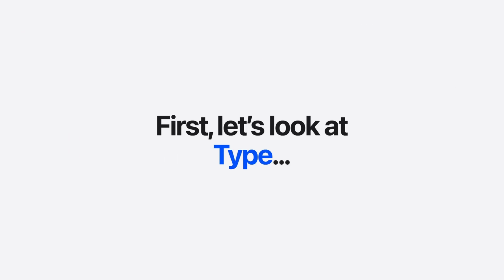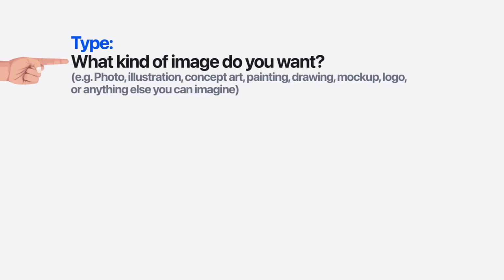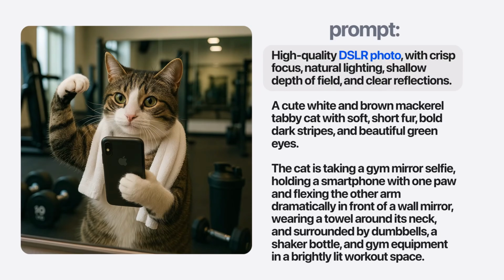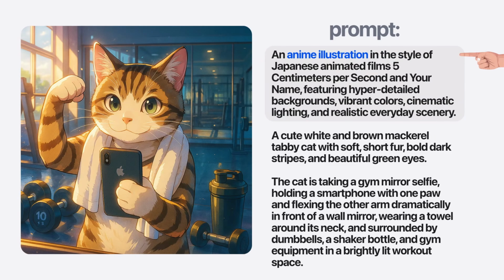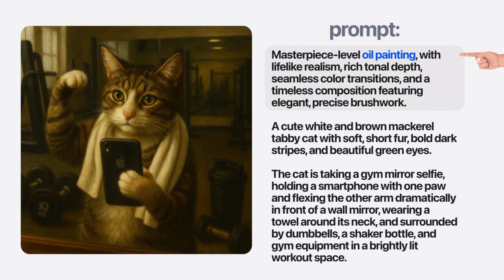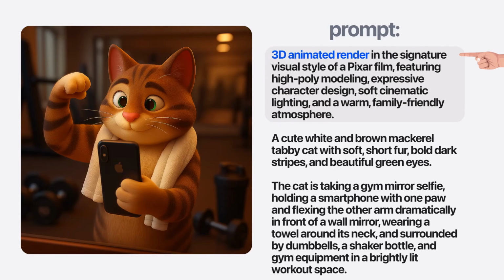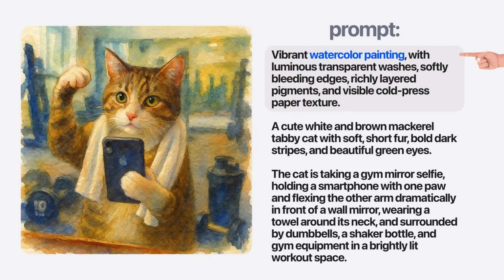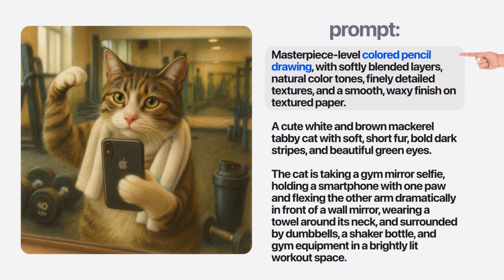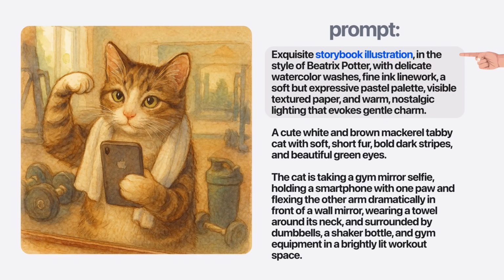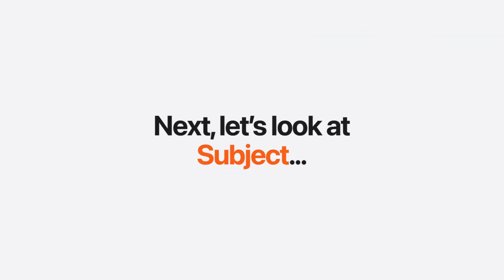So first, let's look at type. So for type, you're telling ChatGPT what kind of image you want. So the first example we looked at is asking for a DSLR photo. We can also ask for other types of image like an anime illustration, or we can ask for an oil painting, or we can ask for a 3D animated render, or a watercolor painting, or a colored pencil drawing, or even a storybook illustration.